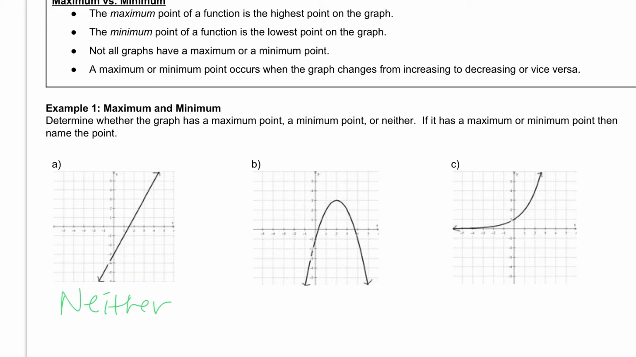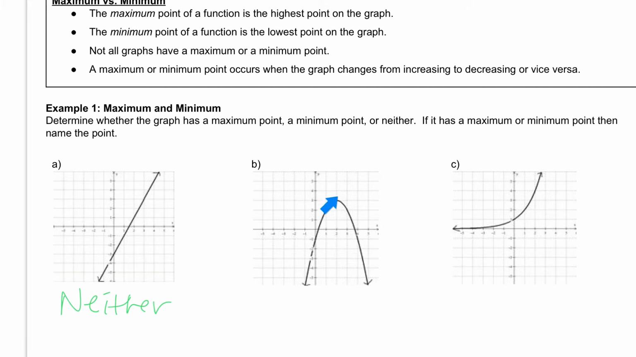In letter B, if we take a look, we are starting from the left to the right. As we go up from the left, we're increasing our function. And then we get to a point, and then we start decreasing our function and going down. So we went from increasing to decreasing. So where it changes will be our maximum or minimum point.